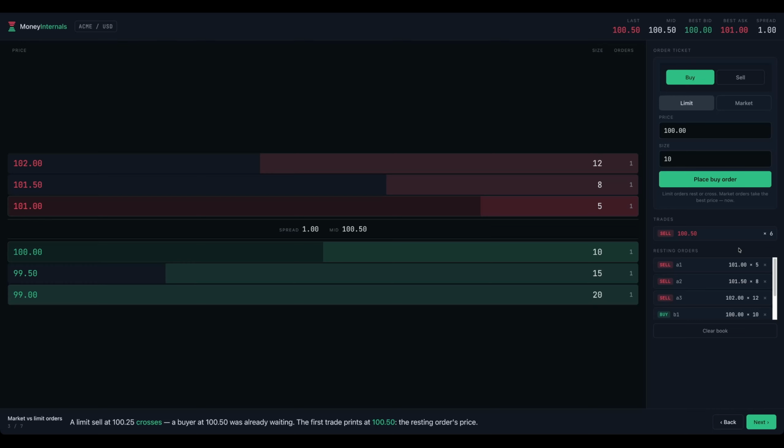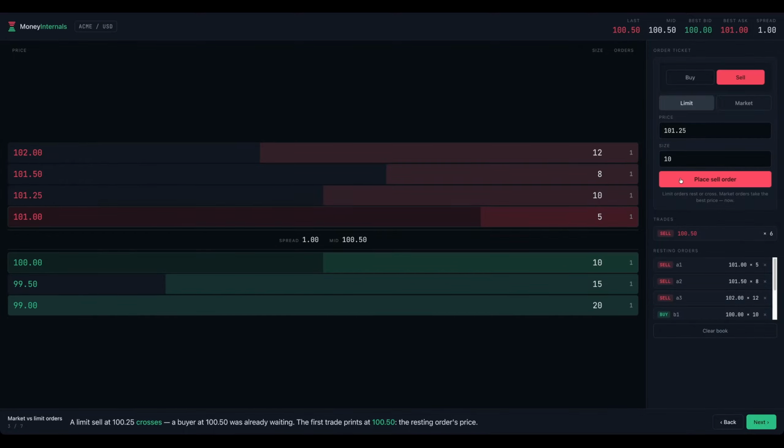There it is on the tape, and notice the price, 100.5, not the seller's 100.25. Our seller asked for 100.25 and got 100.5, a quarter more than they asked. That's called price improvement, and it happens millions of times a day on a real exchange.